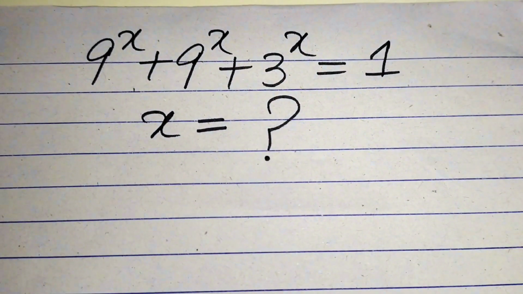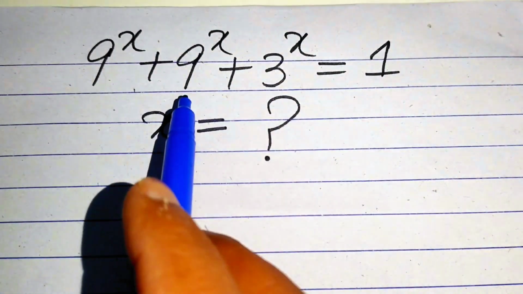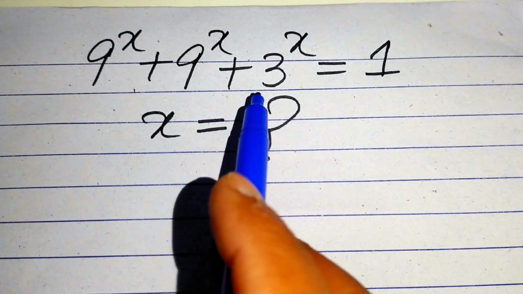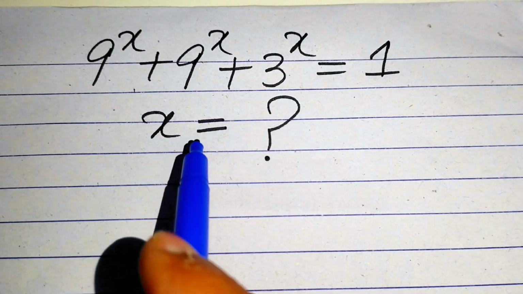In this video we are going to solve this nice math algebra problem, and here we have 9 to the power of x plus 9 to the power of x plus 3 to the power of x equals 1, and we solve this problem for the values of x.